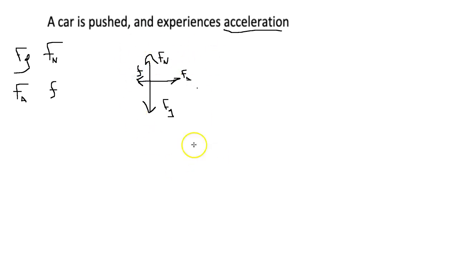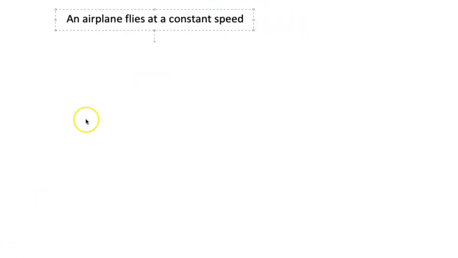And so we have something like this for this scenario. It's unbalanced. This force is stronger than that one, causing there to be a net force and causing there to be acceleration.